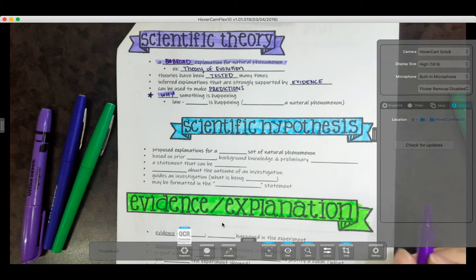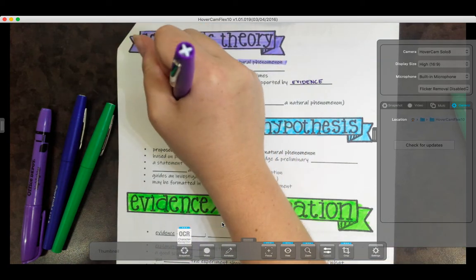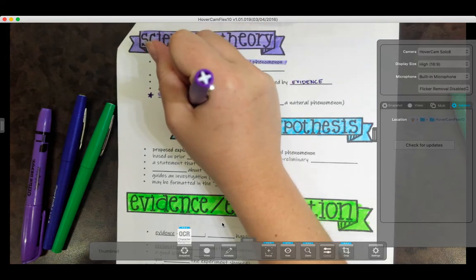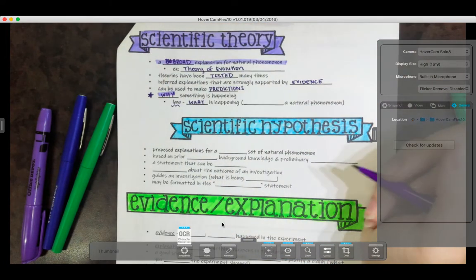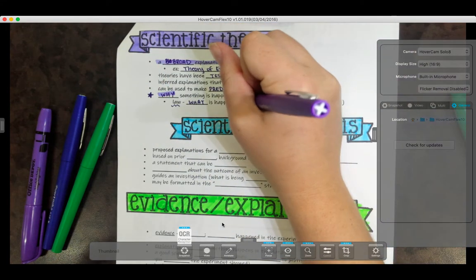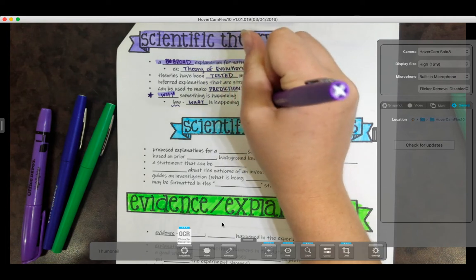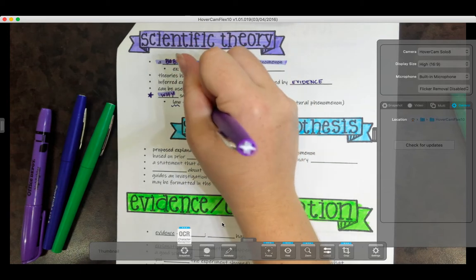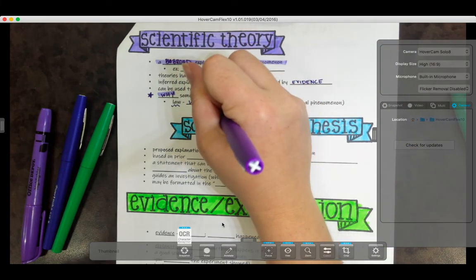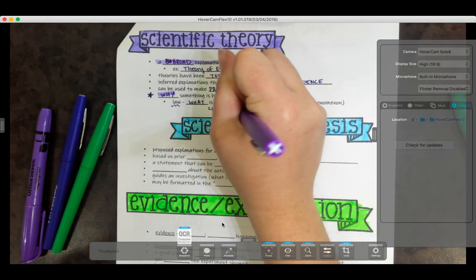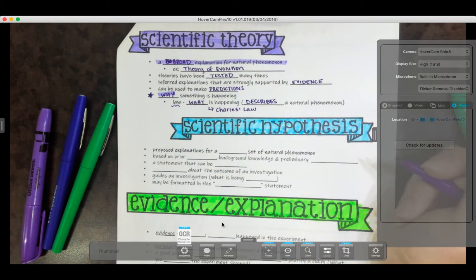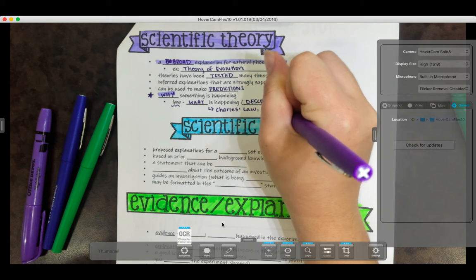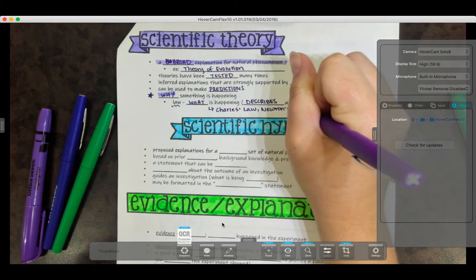Now, a law is different than a theory. A law is what is happening. So, this describes a natural phenomenon. An example of this might be Charles' law or Newton's laws.